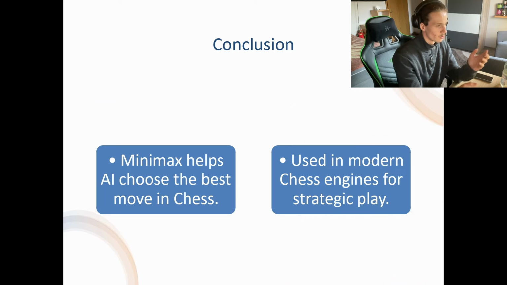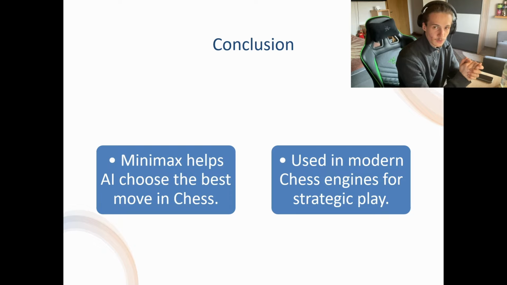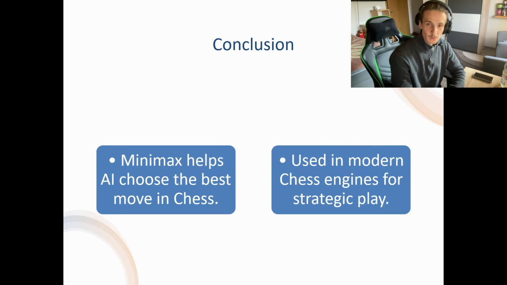So the conclusion is, Minimax helps AI choose the best move in chess, and it's used in modern chess engines for strategic play. So now we go to my implementation.